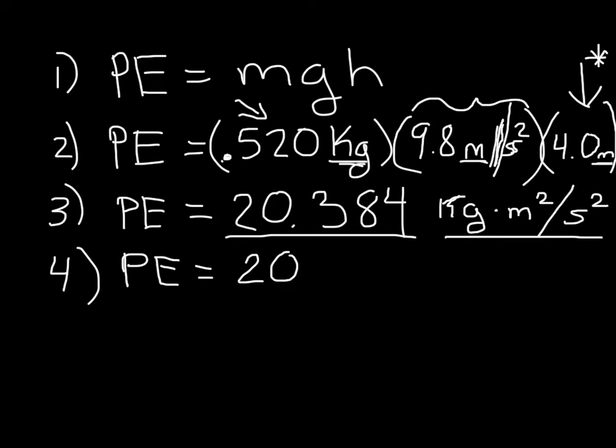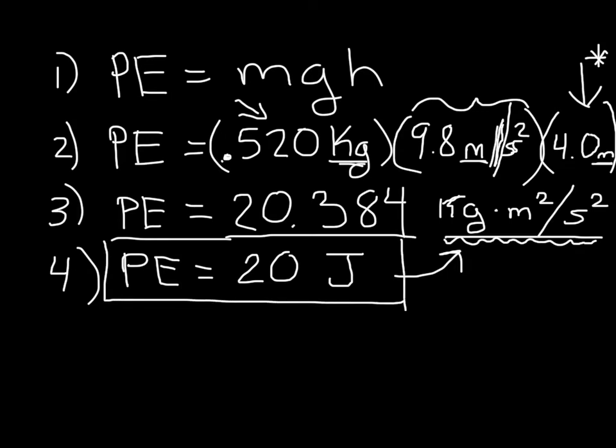So 20 is going to be my number answer, but my units are going to go from kilograms, meters squared, seconds squared. They're going to turn into joules, because that's what a joule is. 1 joule is equal to a kilogram times a meter squared divided by a second squared. And this would be the answer to how much potential energy my cart has at the top of the ramp.